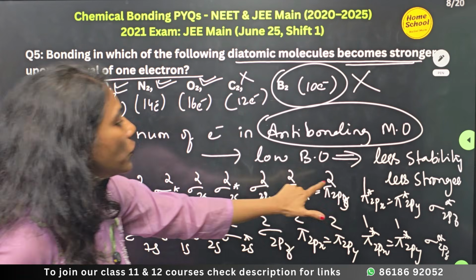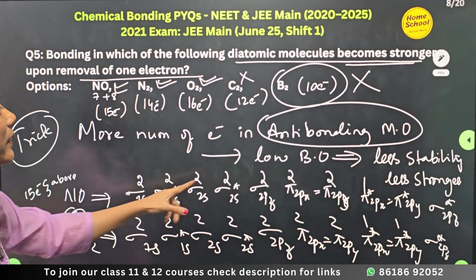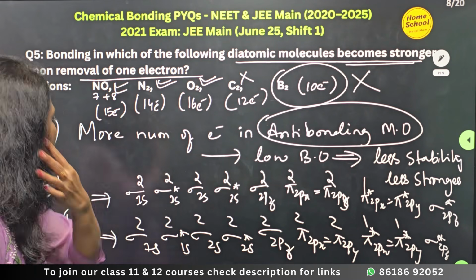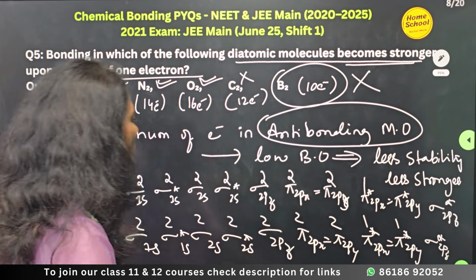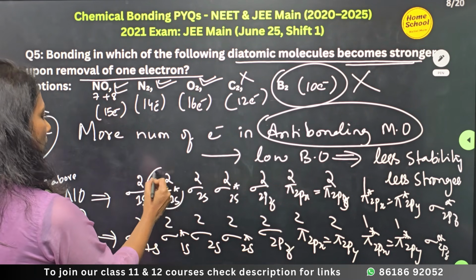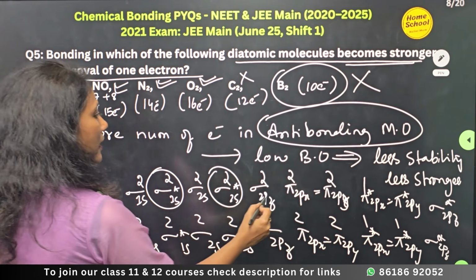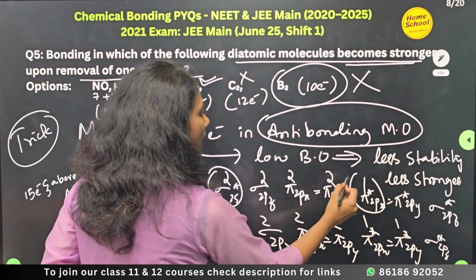So for the NO molecule, how many anti-bonding electrons are there? How many electrons are there in anti-bonding orbitals? This is an anti-bonding orbital, this is an anti-bonding orbital, this is star, this is also an anti-bonding orbital.